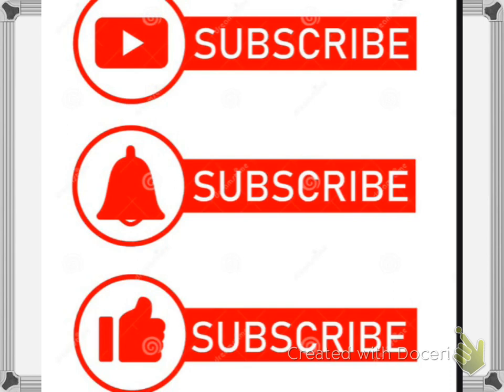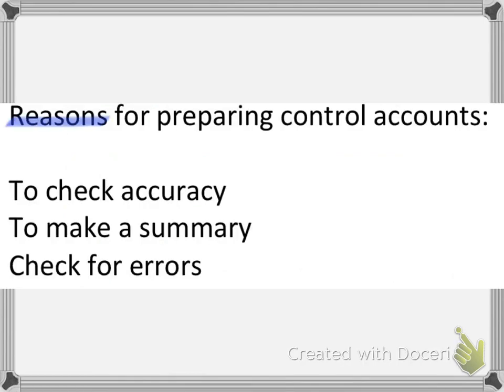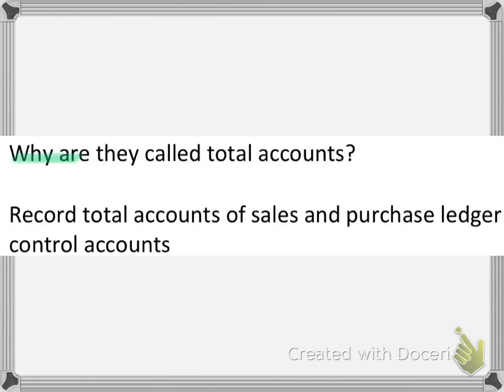The reasons for preparing the control accounts are to check the accuracy, to make a summary of all the ledgers, and to also check for errors. There are many reasons for making a control account apart from this. So why are they called total accounts? They're called total accounts because they record the totals of the sales and purchase ledgers. They don't record the individual debtor and creditor ledgers. They record the totals of those ledgers.